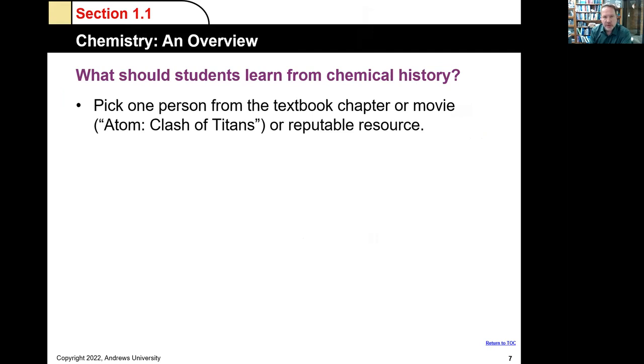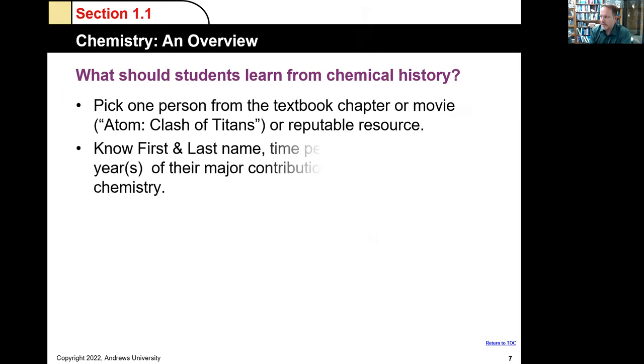The movie I'm going to show is Atom, Clash of Titans. But what I would like you to learn is a scientist. You pick someone, first name, last name. Please know both of those. You're going to have to write this on a test.